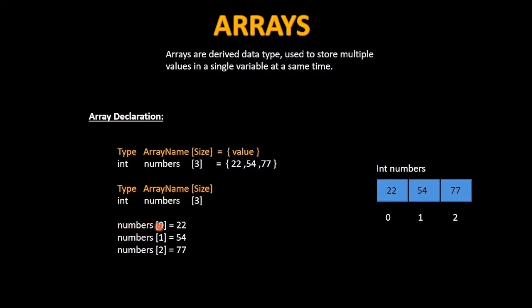So this is the diagram of the array that we have created, which is of type integer, and the array name is number, which has these numbers 22, 54, and 77, and these are the indexes 0, 1, 2. So in index 0 we have 22, in index 1 we have 54, in index 2 we have 77. Since now we know what arrays are and how to declare them, let's jump to the implementation part of arrays.